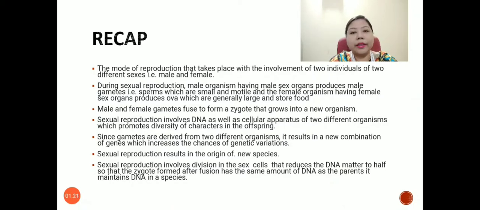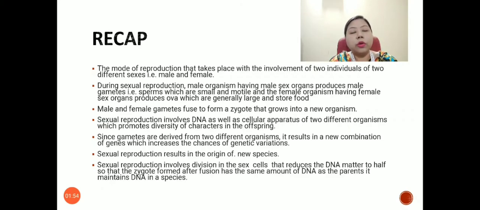On the other hand, the female organism has female organs which produce the female gamete called ovum or egg, and it is generally large and it stores food. Now, when the male and the female gamete combine or fuse with each other, that process is called fertilization. And after the fusion of the male and the female gamete, the zygote is formed, which grows into a new organism.